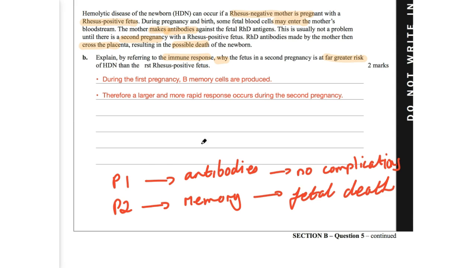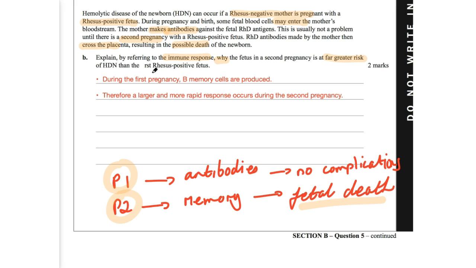And when we look at this, what I've constructed before is just a little diagram. You see P1 and P2, and this is just extracting the information from the question stem. In pregnancy 1, the mother produces the antibodies, but there are no complications from this. In pregnancy 2, those antibodies cross the placenta, and due to the memory, there is potential fetal death. What that shows me is that during the first pregnancy, there must be B memory cells produced, because we know when B memory cells are produced, upon the second invasion, the second response will be larger and more rapid during that second pregnancy. And that is what may lead to the possible death of that newborn.